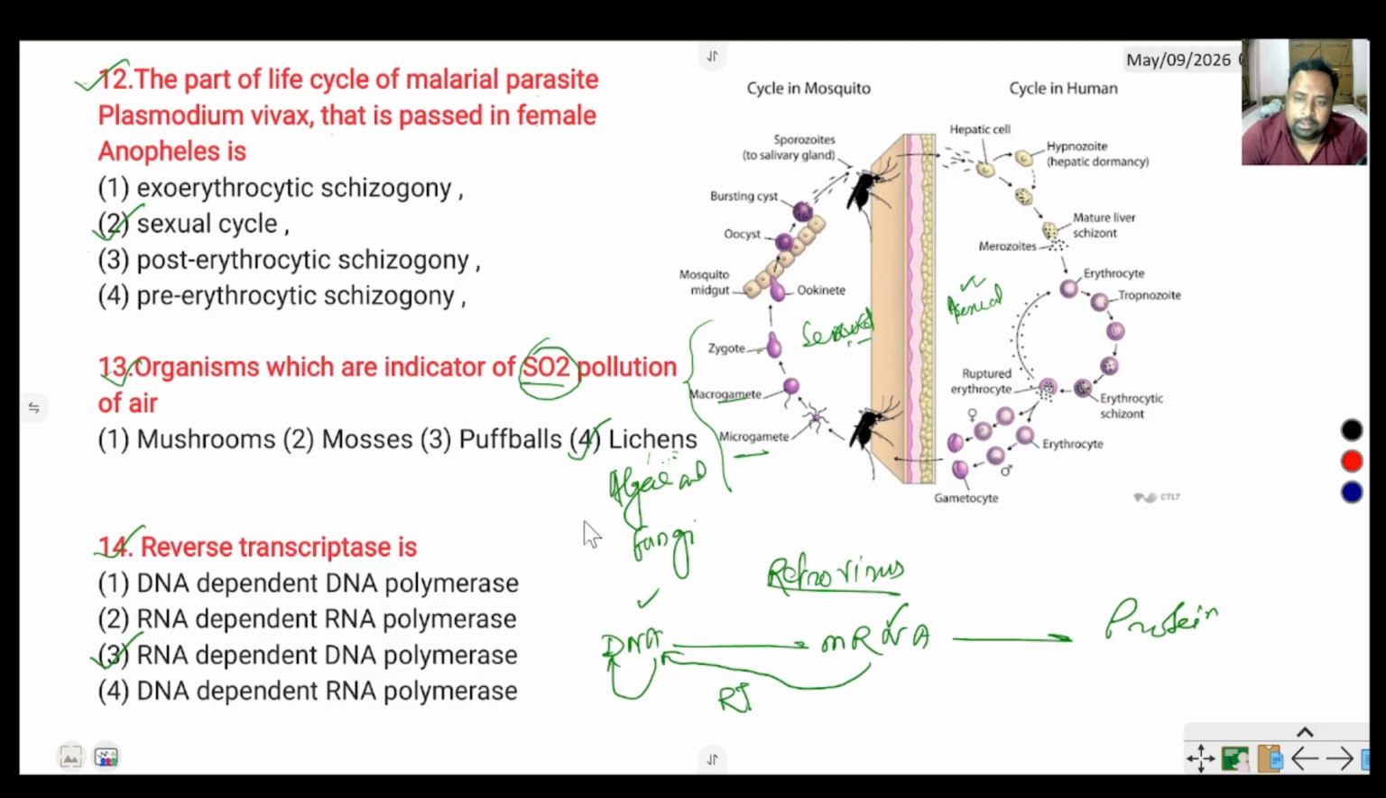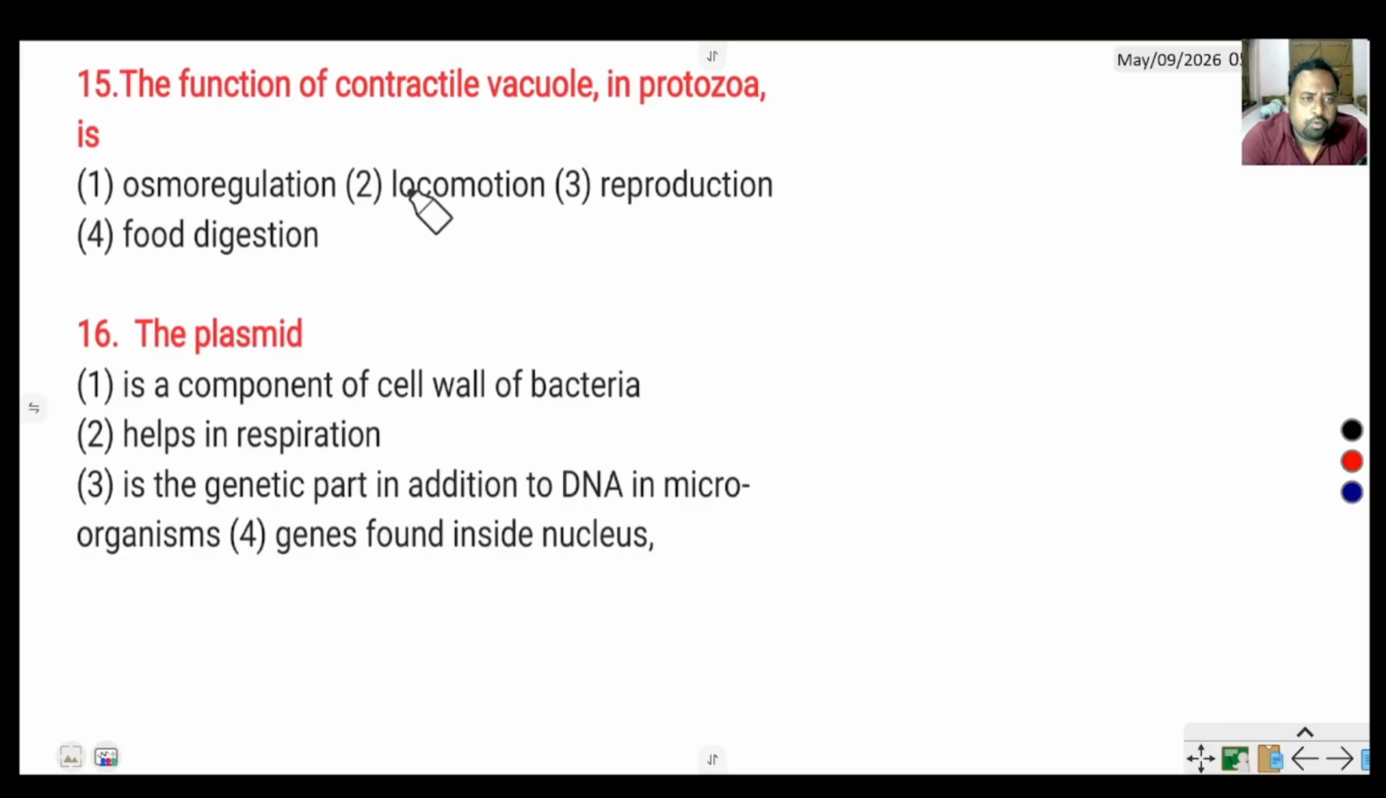Question number 15 says the function of contractile vacuole in protozoa. The contractile vacuole contracts itself and also relaxes. This type of vacuole is used to maintain osmoregulation. Osmoregulation means water and salt balance. They maintain the water and salt balance in their body.